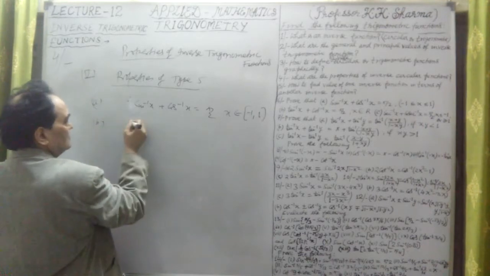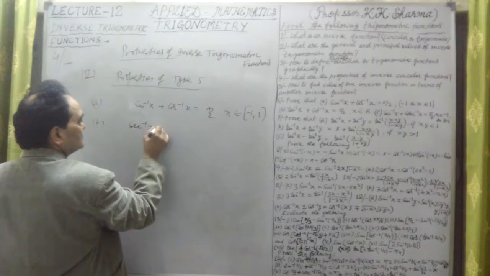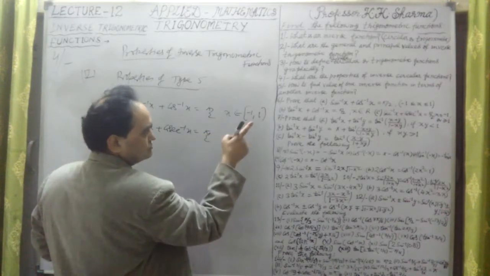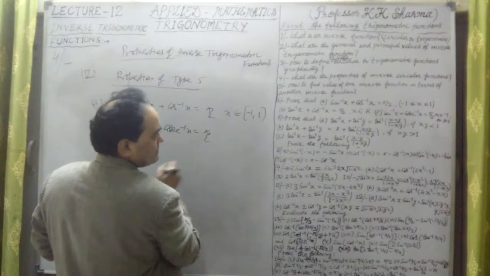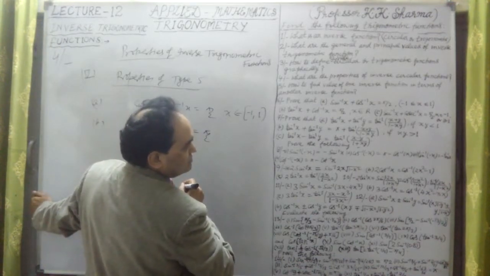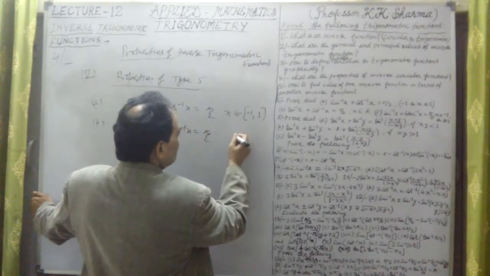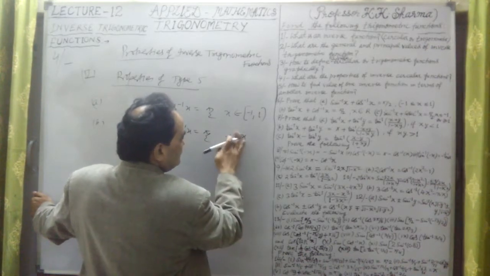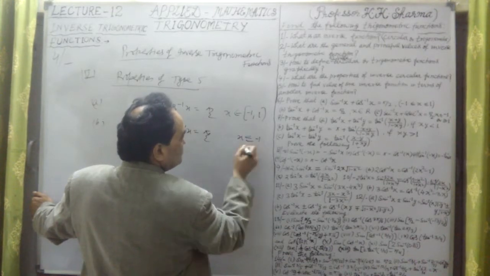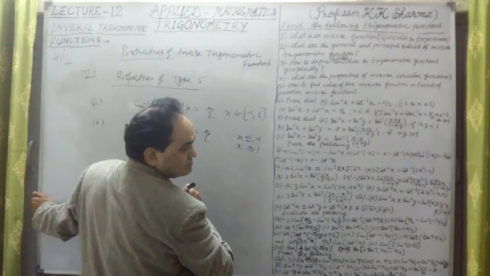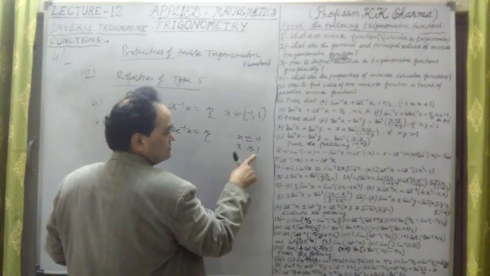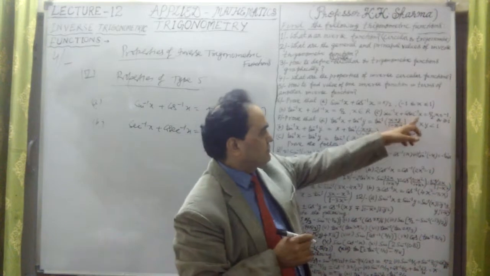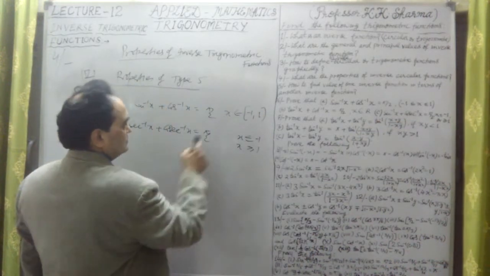Then second, sec inverse x plus cosec inverse x is also pi by 2. Here x belongs to, I have taken here, x is less than or equal to minus 1, or greater than or equal to 1. It means less than or equal to minus 1, or greater than or equal to plus 1. These are the values of x here. This is the B property we have taken, and this is also pi by 2.